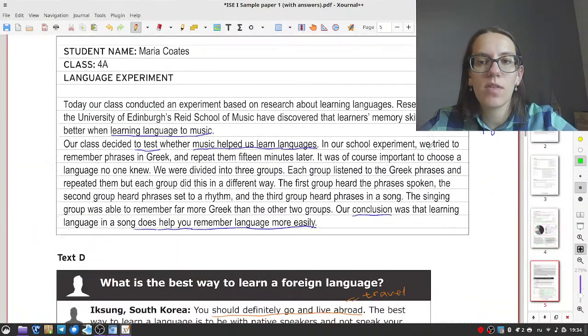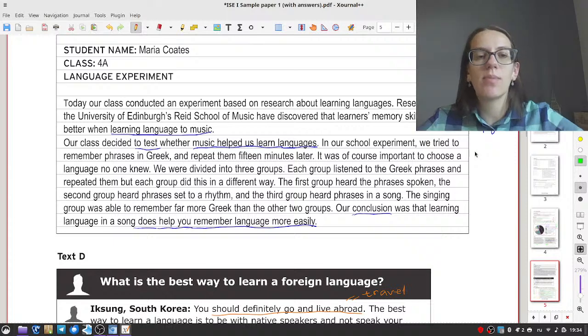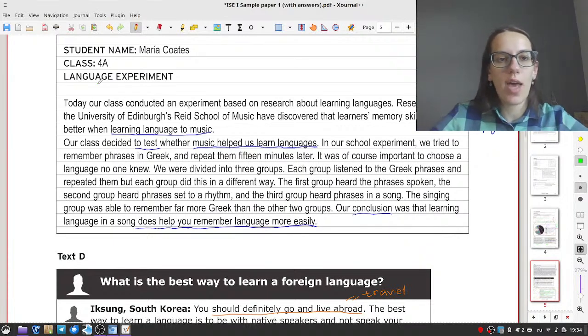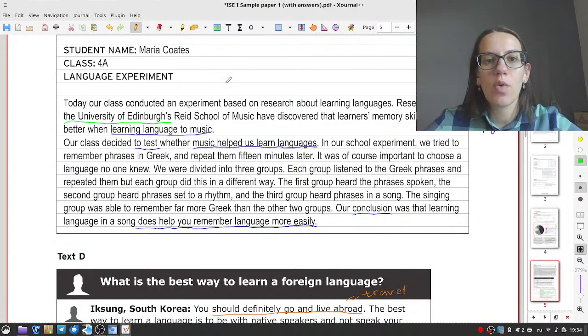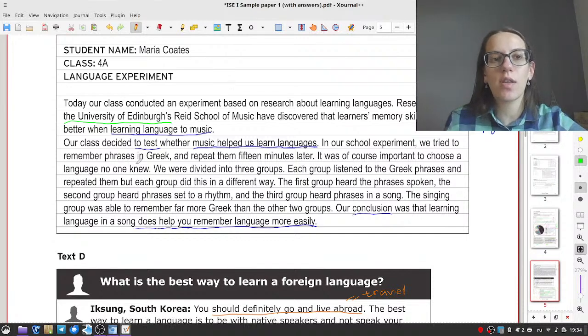So statement E about University of Edinburgh. That's the only text that talks about the University of Edinburgh. So what did they study? Let's read. Researchers at the University of Edinburgh's Reed School of Music have discovered that learners' memory skills are much better when learning language to music. Memory skills are better when learning language to music.